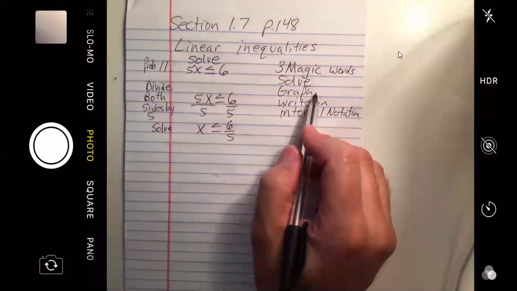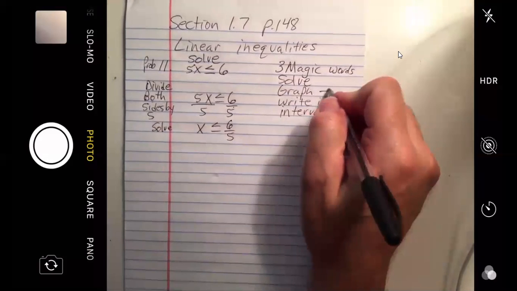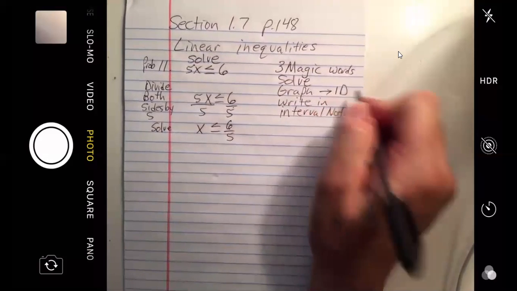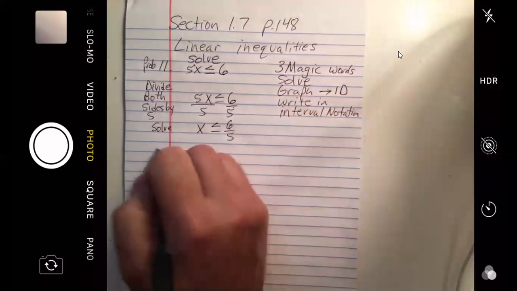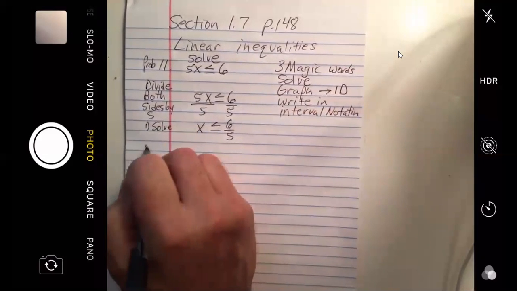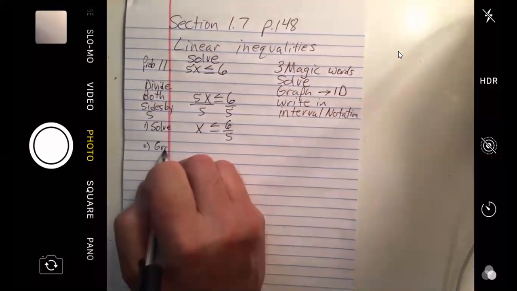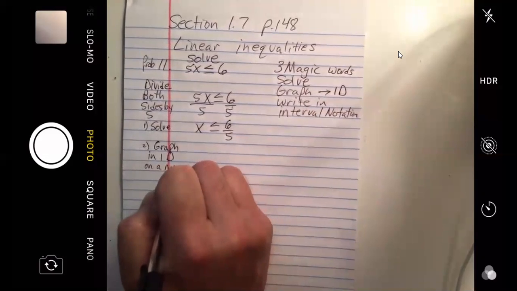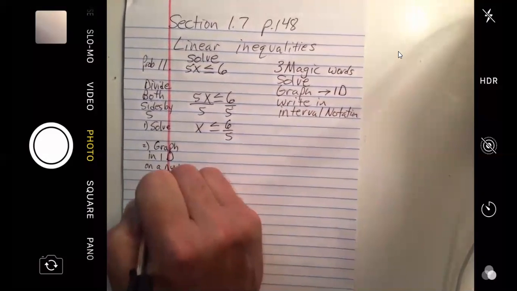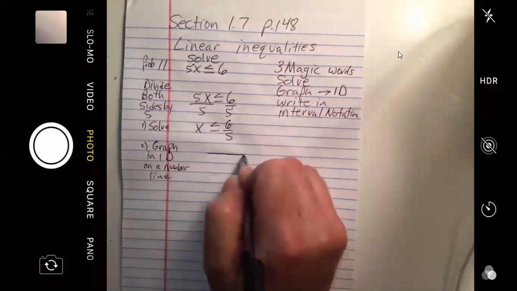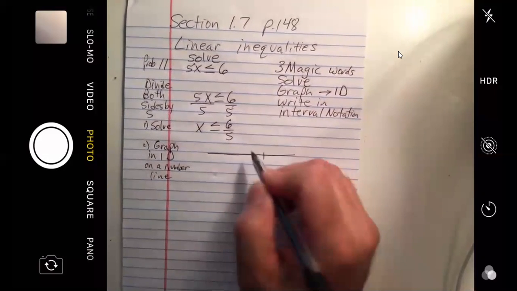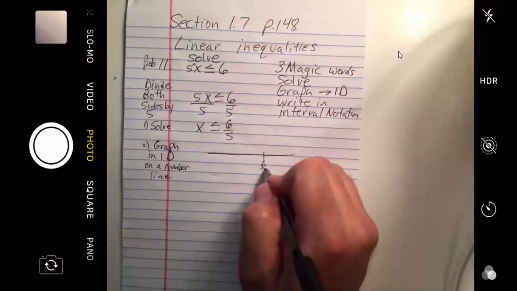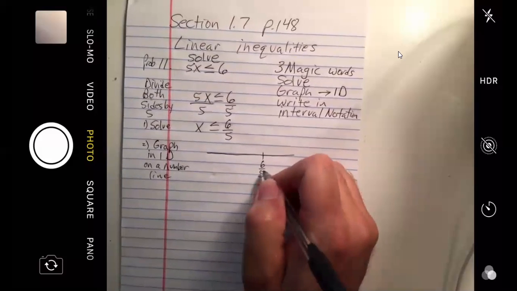The graph is not a 2D graph. When they say graph, they mean a 1D graph. So there's step 1, little step 2 is graph in 1D. One dimension, on a number line. So we draw a number line, put a little tick, and label the 6/5. It would be 1 1/5.